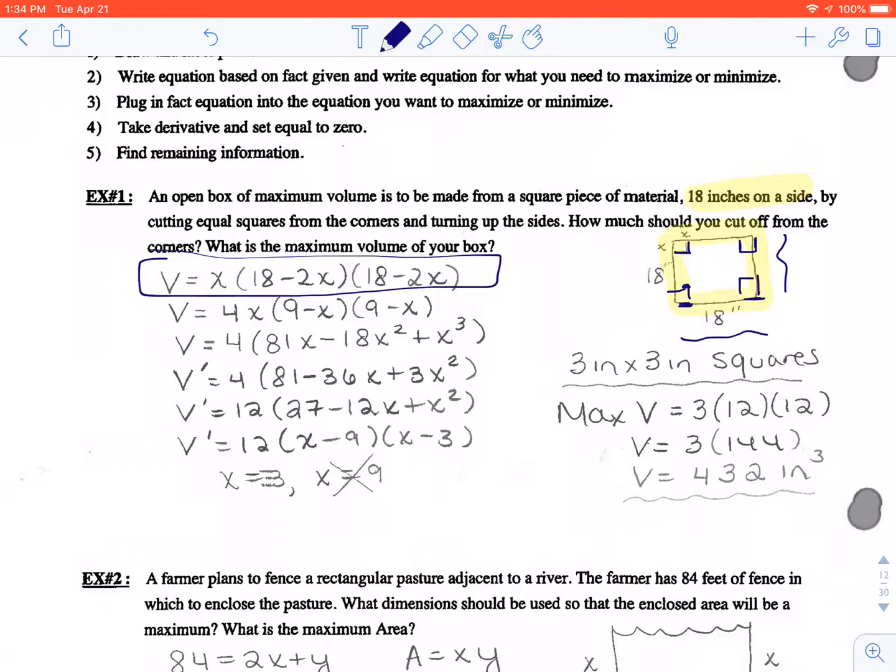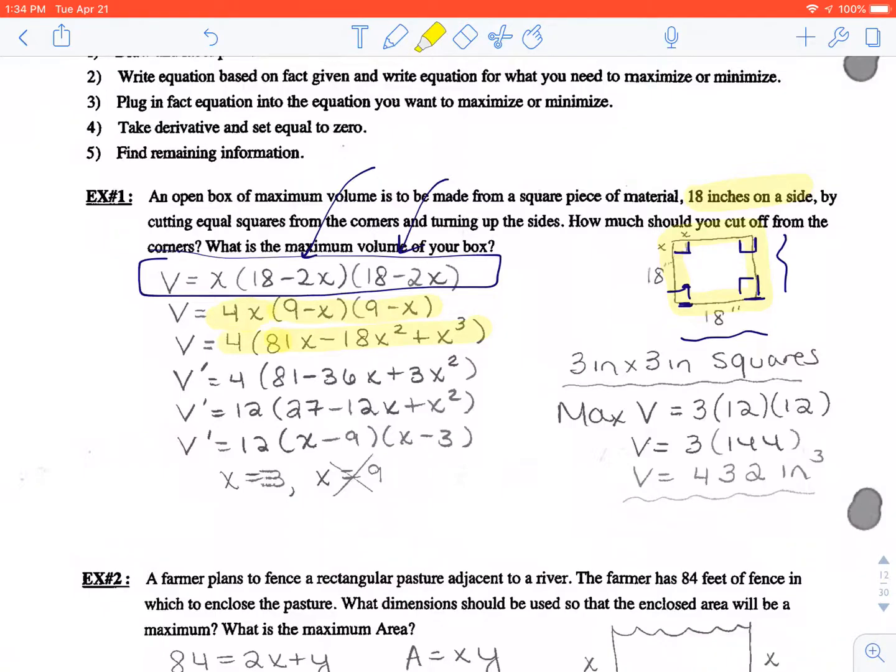So what I did is, because I knew that those numbers were going to get large, but there was a GCF in both of these two quantities, I factored out a 2 and another 2, so I factored out a 4. I left the x there, and now I have 9 minus x times 9 minus x, which is a little bit smaller.